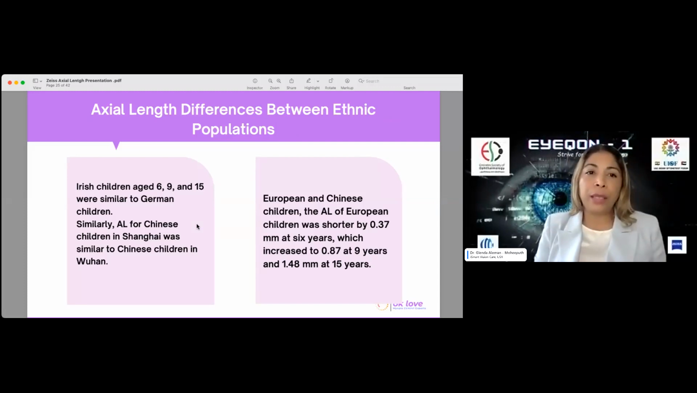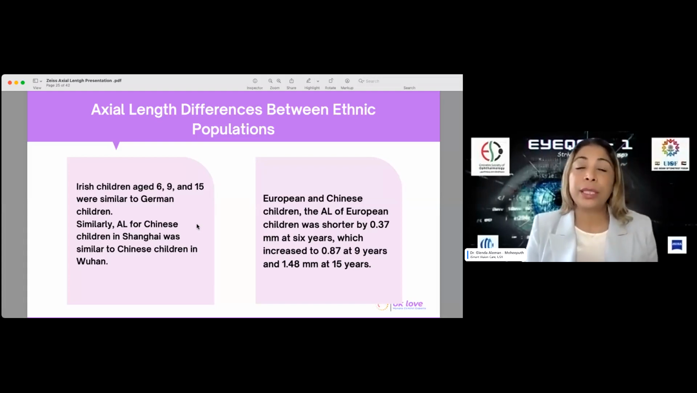So when we are looking at Irish children, they were very similar to German children. And when we look at Chinese children in Shanghai, the axial elongation was similar to Chinese children in Wuhan. So what we see here is that ethnicity is a more critical factor when it comes to the way axial length develops versus the demographics. We also saw that when we compared European and Chinese children, the European children had shorter eyeballs compared to Chinese kids. And we know that this reinforces the fact that there is a higher prevalence of myopia in the Chinese population.